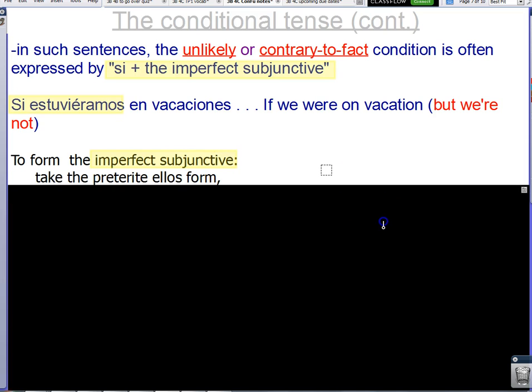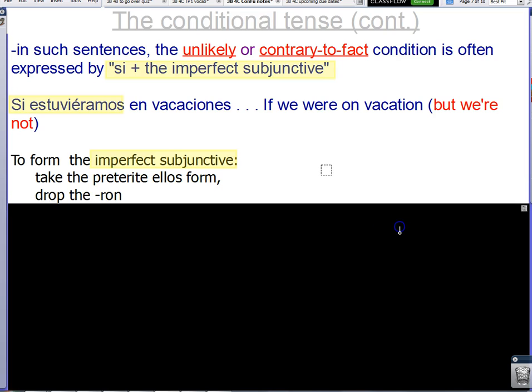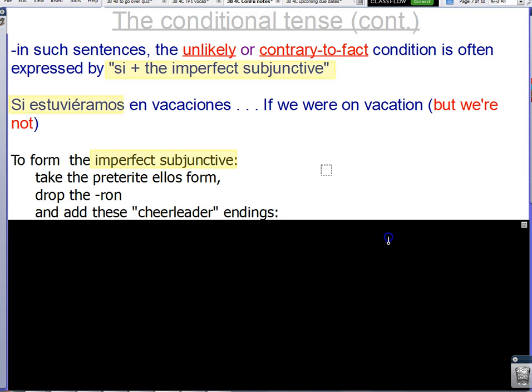Well, you take the preterite ellos form. What's the preterite ellos form of estar? Well, if you were to conjugate it, it's a teacup: estuve, estuviste, estuvo, estuvimos, estuvisteis, estuvieron. So you take that, estuvieron, you drop the ron, and you add what I call cheerleader endings.